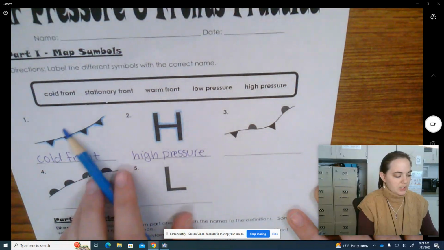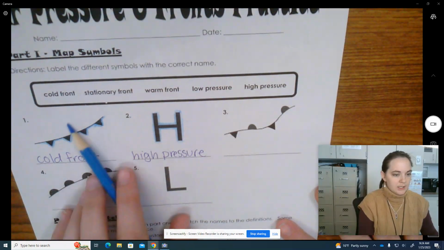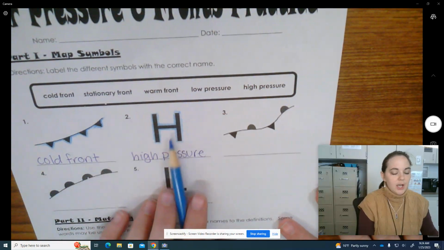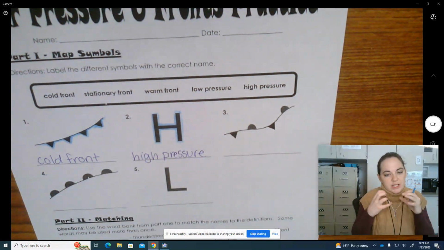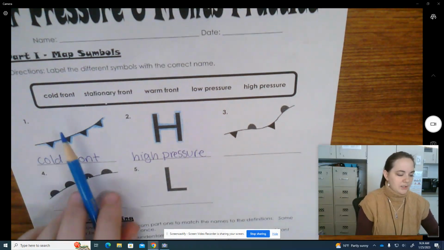So your high pressure is going to be in this area right here, right behind a cold front. High pressure means that things are really squeezed together. The air is really thick. There's a lot of air pressed together behind this cold front.